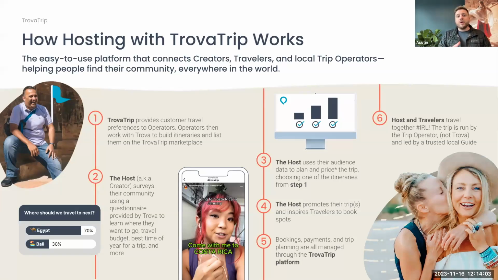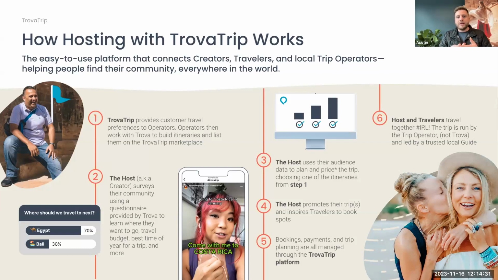And then each host will share out their own travel survey with their audience. So that way we can learn more about what itineraries or experiences your audience in particular will be the most excited about. And once we have that data, we will then cross-reference it with all the itineraries. Like I said, we have about 150 plus. We'll cross-reference your data with that so we can pick the perfect trip for you and your audience.